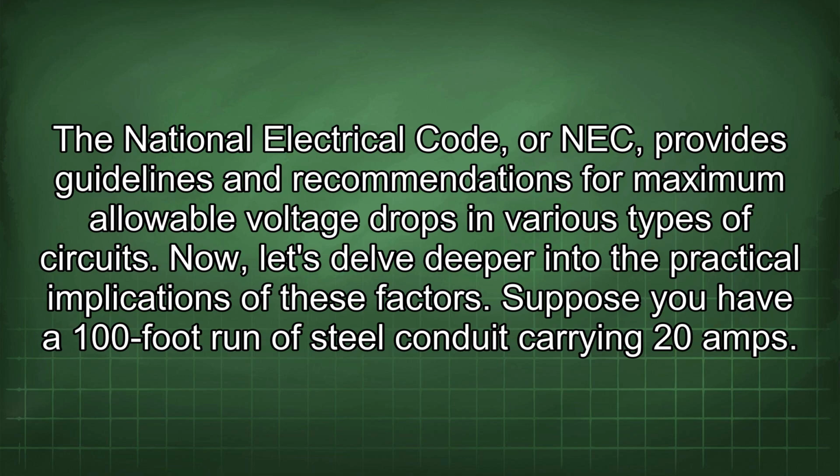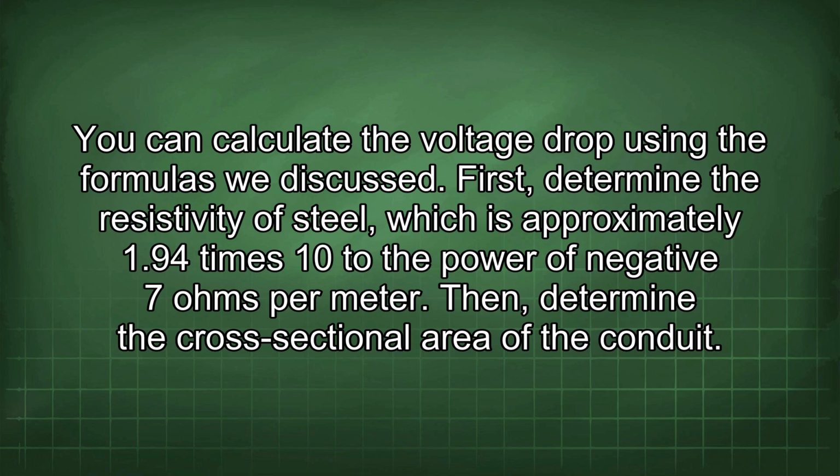Now let's delve deeper into the practical implications of these factors. Suppose you have a 100-foot run of steel conduit carrying 20 amps. You can calculate the voltage drop using the formulas we discussed. First, determine the resistivity of steel, which is approximately 1.94 times 10 to the power of negative 7 ohm-meters. Then, determine the cross-sectional area of the conduit.